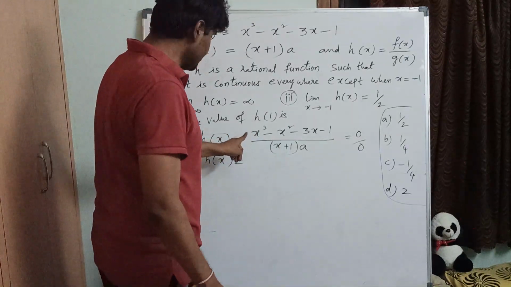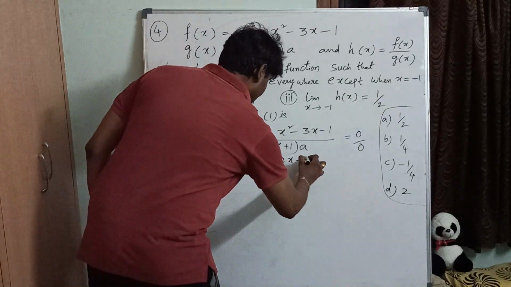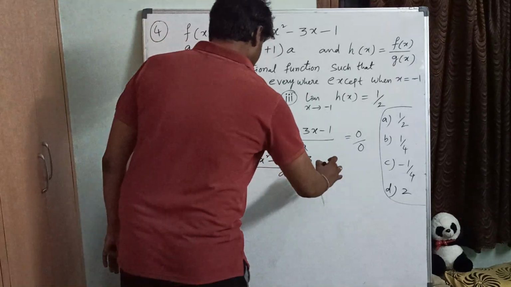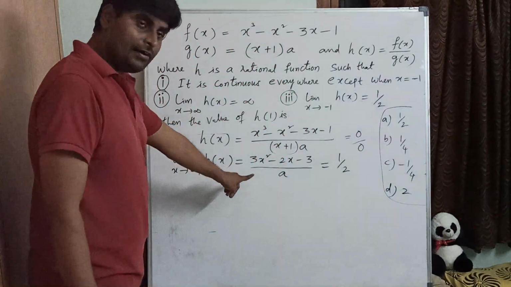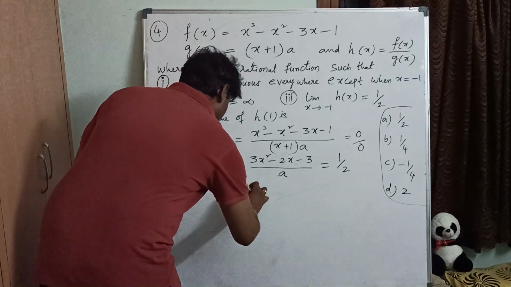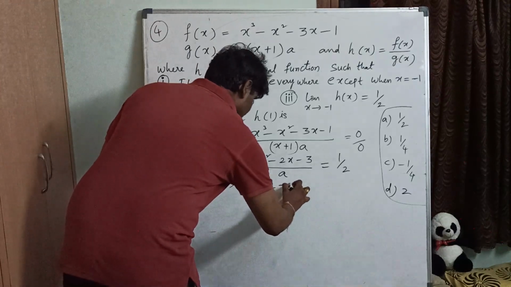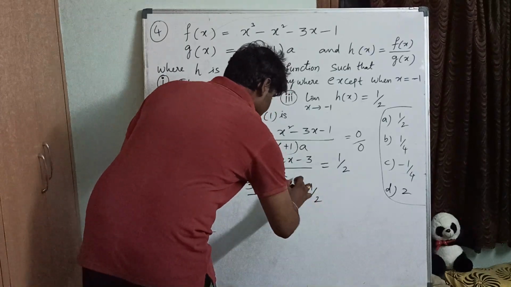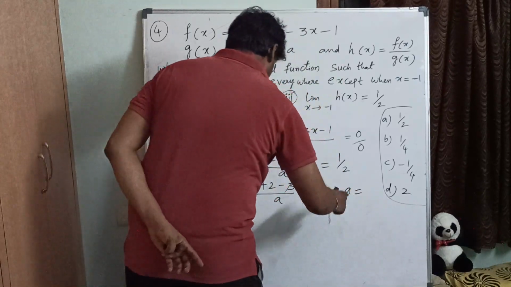Apply L'Hôpital's rule: derive this, x cube gives 3x square, x square gives 2x, minus 3, by the derivative of x plus 1, which is 1, so a. This was given as 1 by 2, so I am equating that. After applying L'Hôpital's rule, substitute minus 1 there. What will you get? Minus 1 whole square is 1, 3 minus 2, 3 plus 2, so minus 3 by a equals 1 by 2. So plus 3, minus 3 gets cancelled there. So what is the value of a there? 4.